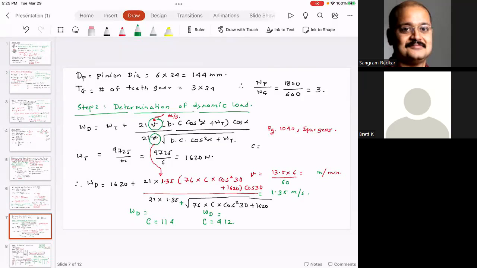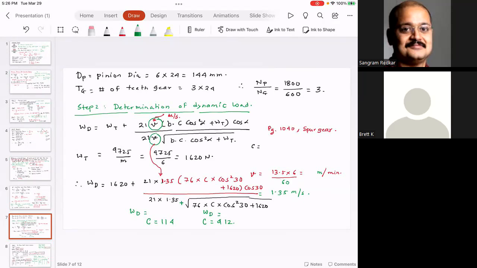So what do we want to achieve? For our gear design to be safe, WD should be less than WS. Do you agree with me? So now you tell me, given a choice of C is equal to 114 and C is equal to 912, which one would you choose? The answer is not that straightforward, because you have a term which is dividing and in the square root that includes C, and you have a term which is multiplying and getting added.